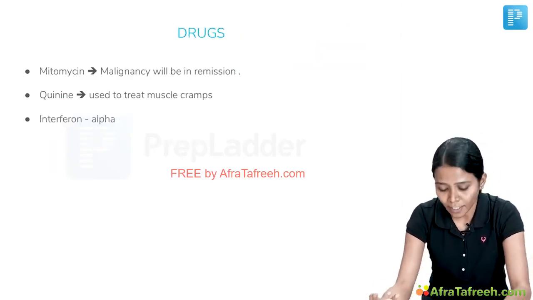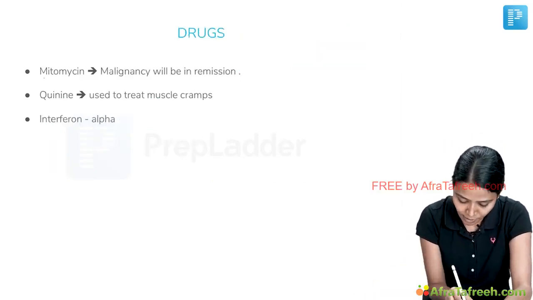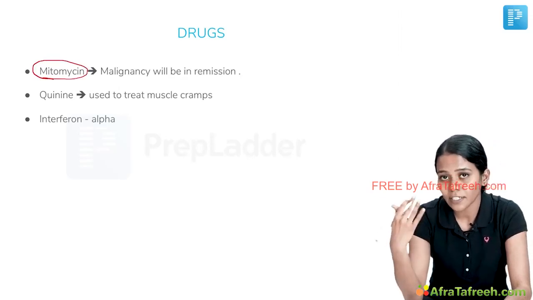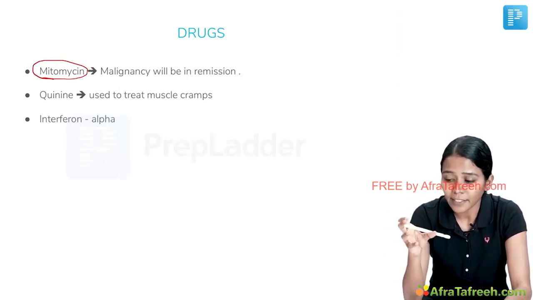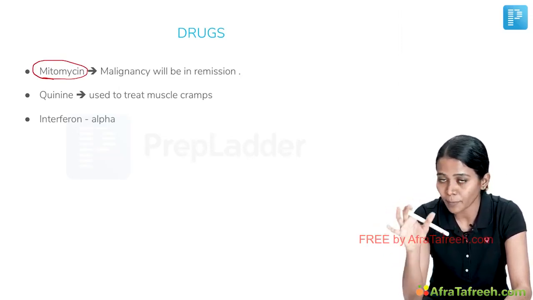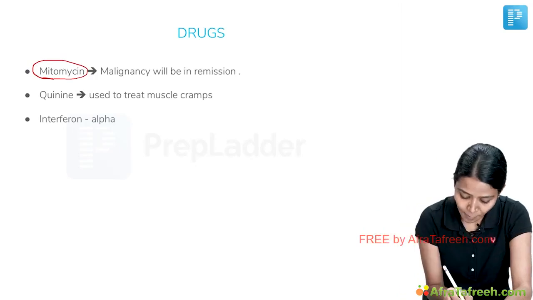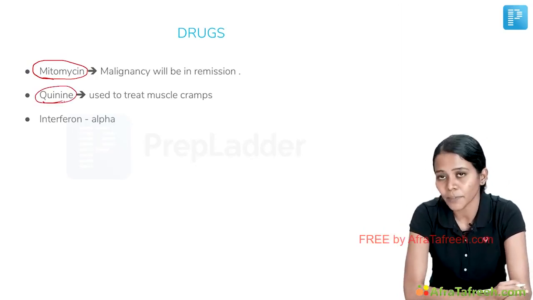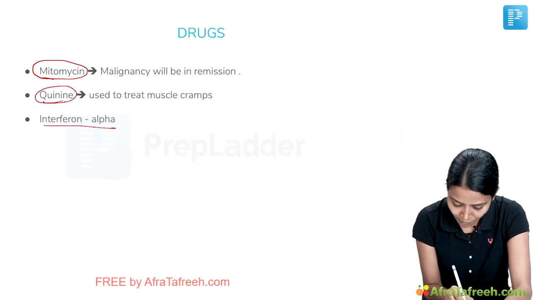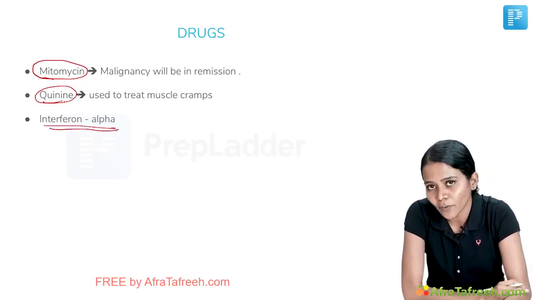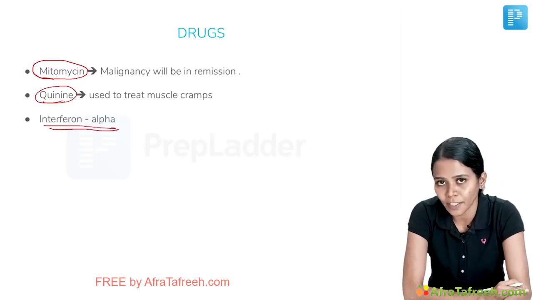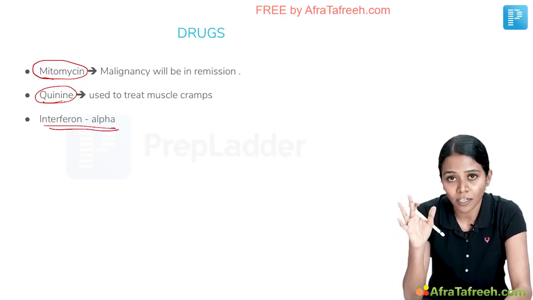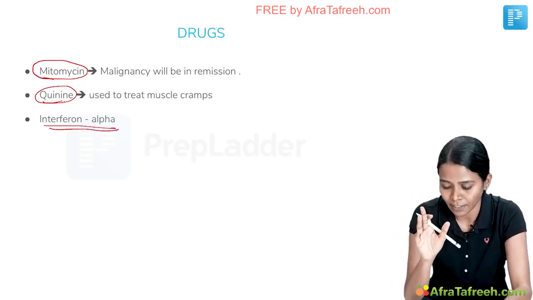Now, drug-induced TMA. Mitomycin is a common drug that can cause TMA. It is generally given in malignancy, and by the time mitomycin induces TMA, the malignancy is usually in remission. Similarly, quinine, which is a drug that is used to treat muscle cramps, can precipitate TMA. Interferon alpha, which was used previously in treatment of hepatitis, also can precipitate TMA. So, mitomycin, quinine and interferon alpha are the drugs which can precipitate TMA.